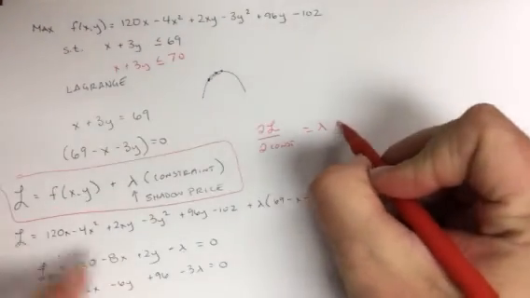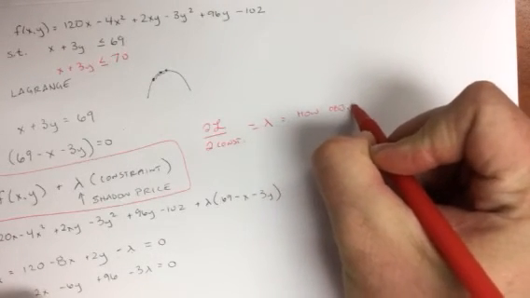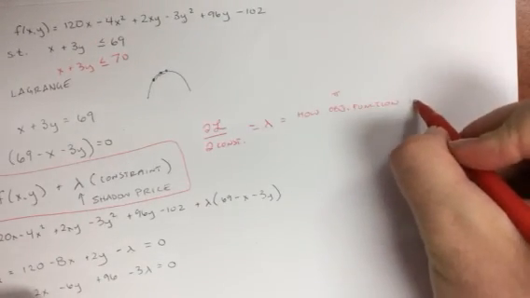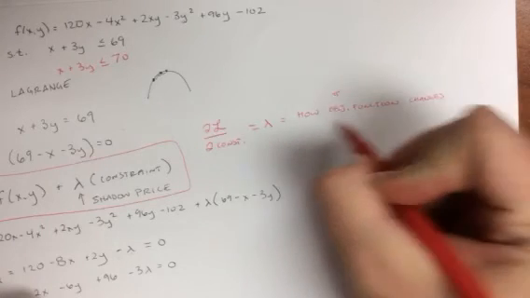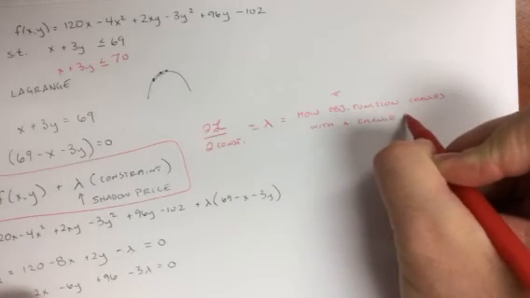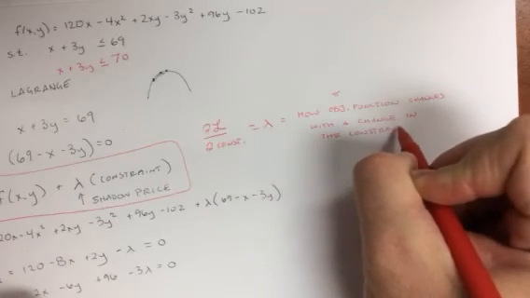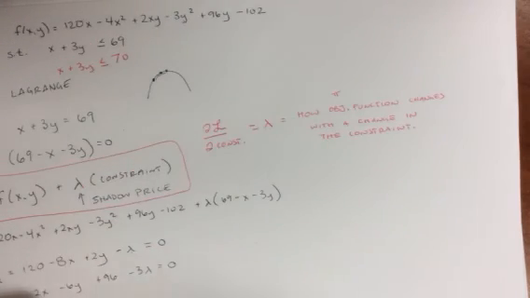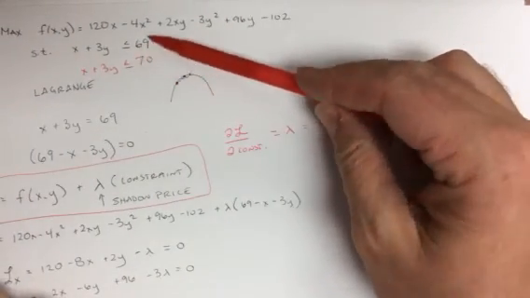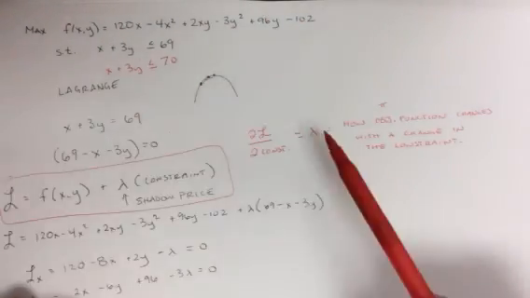And so what lambda tells you is how your objective function, in this case profit function, changes with a change in the constraint, such that if I can increase my machine's capacity to 70 instead of 69, how much will my profits increase? And we'll look at examples where we actually solve out for lambda.